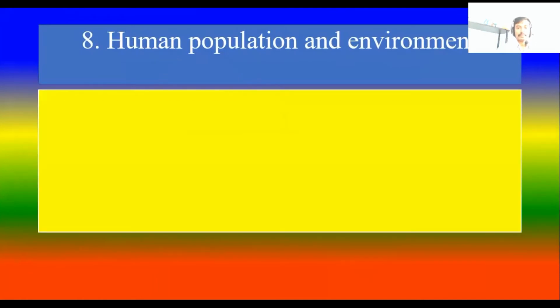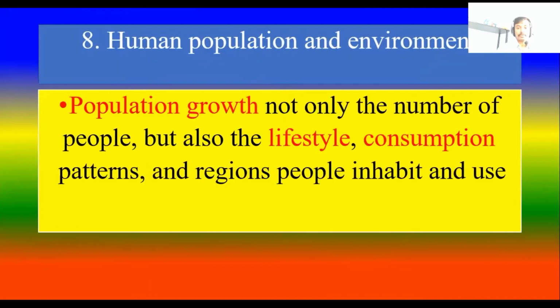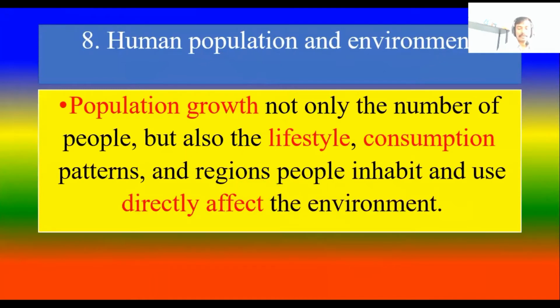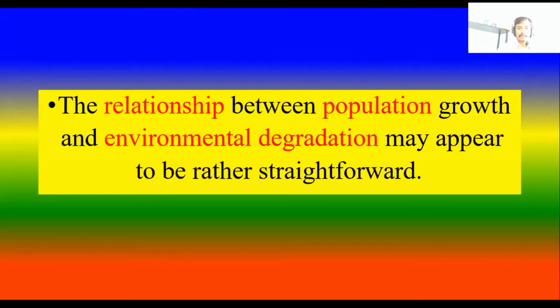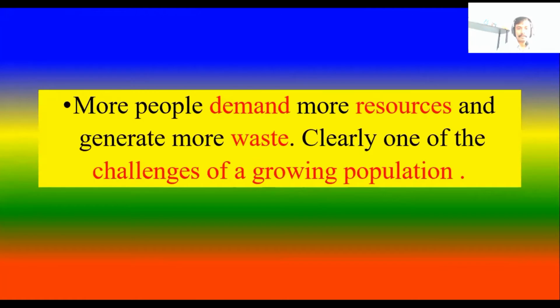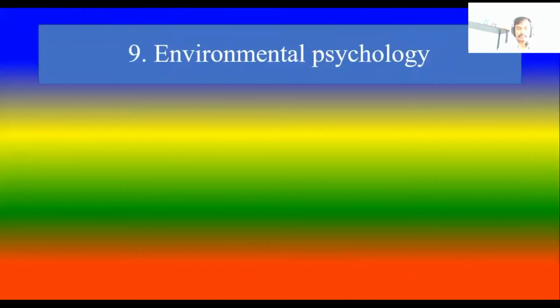Then population. Population growth affects the lifestyle, and then directly affects the environment. Then the relationship between population growth and environmental degradation. Then demand: people need resources, and produce waste.